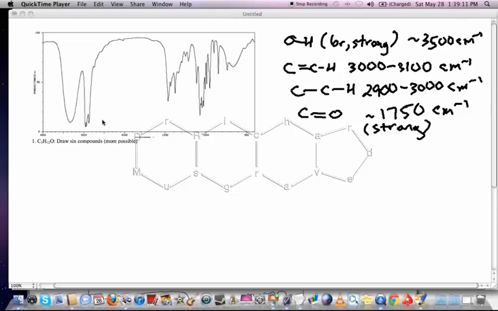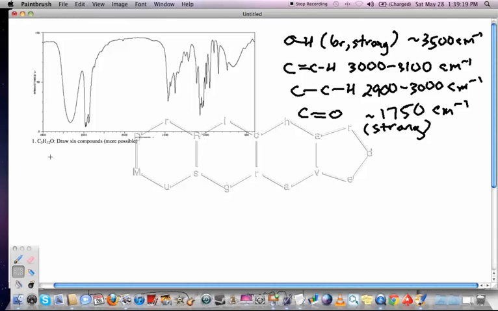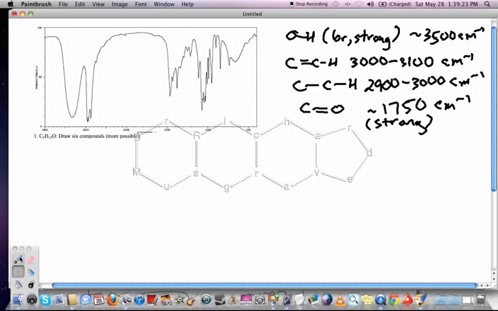I'd like to do two examples of infrared problems. The first one is this one, where we're given the molecular formula C5H12O, and we've got an infrared spectrum as well. So the first thing you should probably do, since you've been given a molecular formula, is to figure out the number of double bond equivalents present.